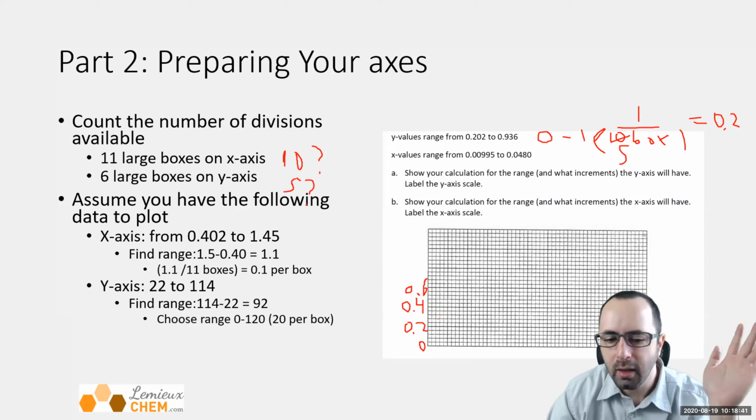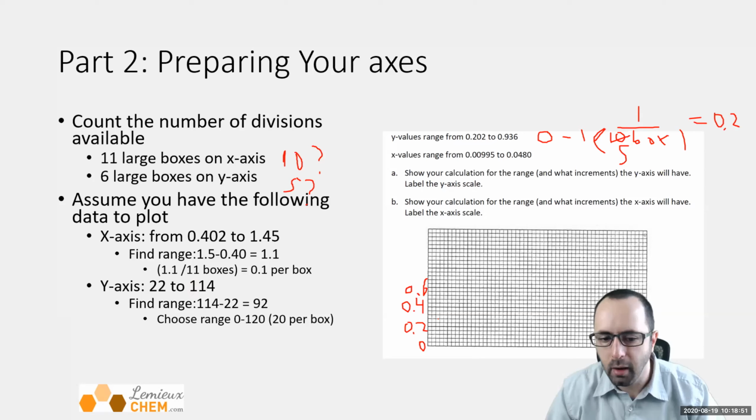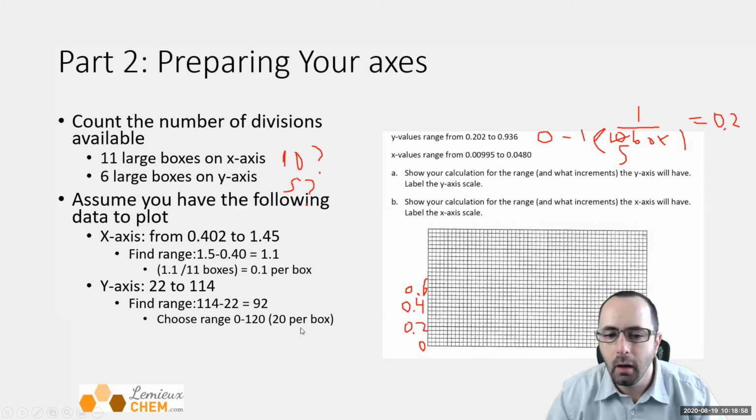was I said, okay, I'm going to start at 0. You don't have to start at 0, but you can. And I'm going to go up to 120 because 120 is slightly above my higher value. And that gives me something I can really easily divide by 6. So for this example, I want something that I can easily divide by 6 or 5, or rather by 10.